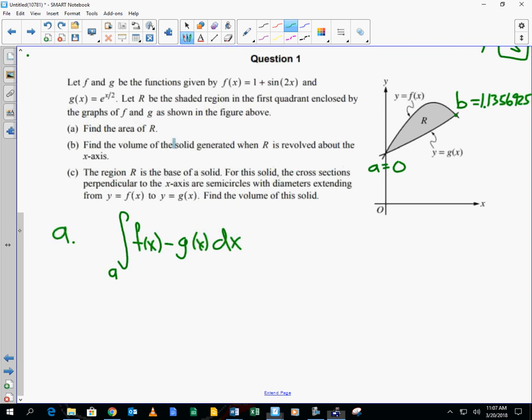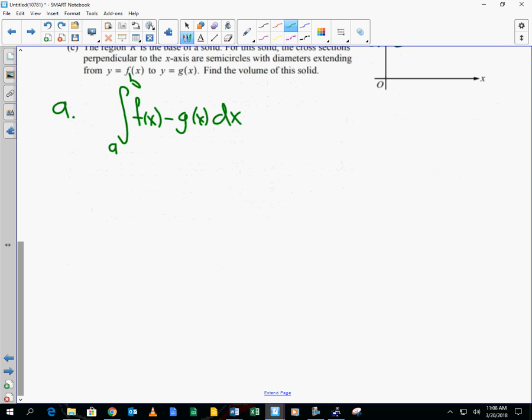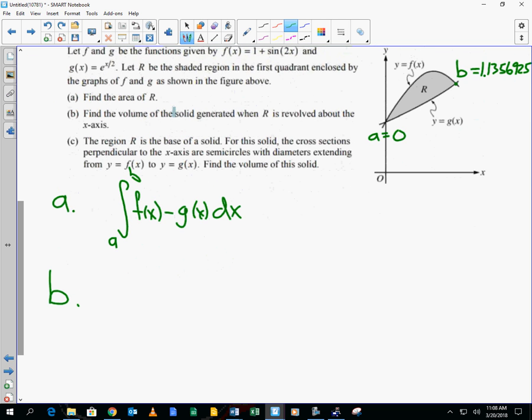So therefore, the area became the integral bounded from a to b of f of x minus g of x dx. Is everybody okay with that? So at that point, we just plug in our calculator, right? Okay, and we did that problem together. But let's do b. So b is the big part that we want to focus on. We're not ready to do c yet. C's a lot more complicated.